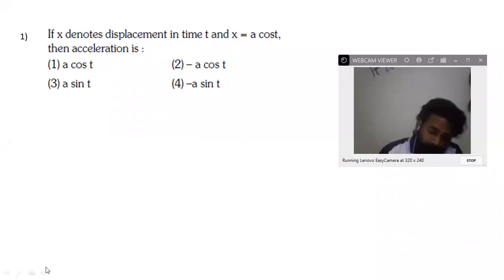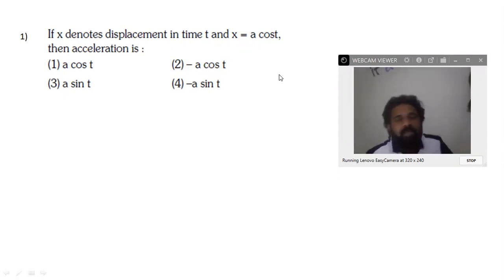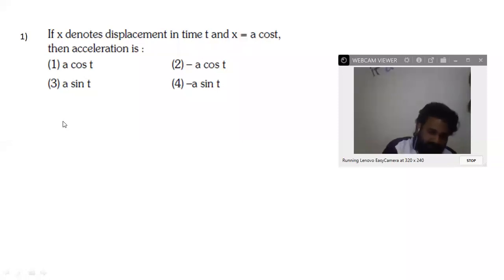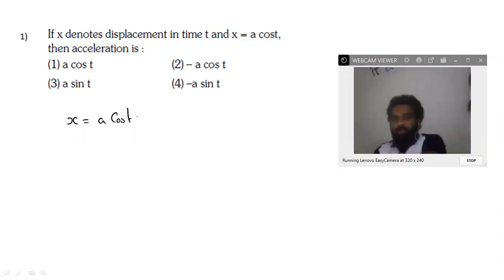Okay, what is that? If x denotes displacement in time t, and x is equal to a cos t, then what is acceleration? You can do it parallelly with me. If you are getting the answer, please comment which option it is. Okay, so parallelly I shall do it with you. What is x? x is displacement, and x is equal to a cos t.